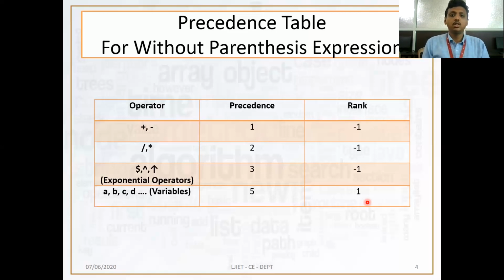So what is the use of dollar, arrow and caret? I can understand 2 plus 3. I can understand 2 star 3. I can also understand A dollar B. A dollar B, that means 2 dollar 3, that means 2 raised to 3. 2 caret 3 means 2 raised to 3. 2 arrow 3 means 2 raised to 3. So dollar, arrow and caret mean raised to power. They show the power, and all three operators are known as exponential operators.